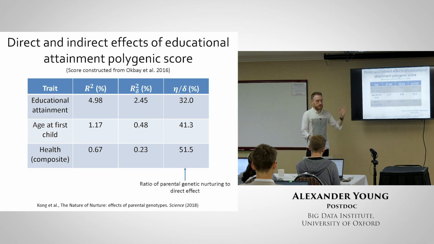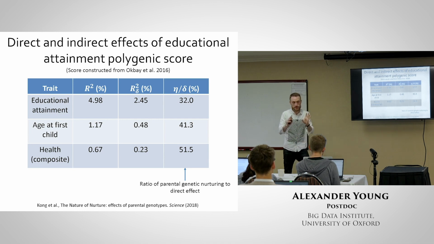And when you're looking at the effect of a polygenic score derived from one trait on another trait, that's telling you something about these genetic correlations. So in some sense, this is saying that the genetic correlation between EA and age of first child is actually partially mediated through the family environment. It's not, so to speak, directly genetic.